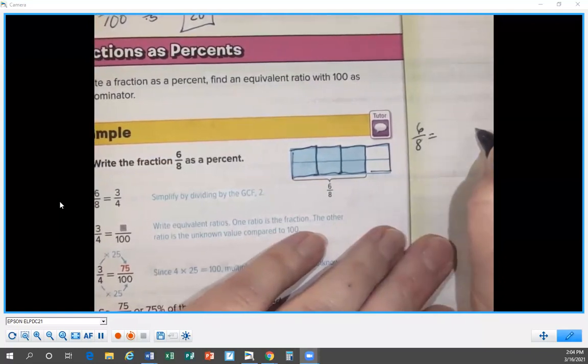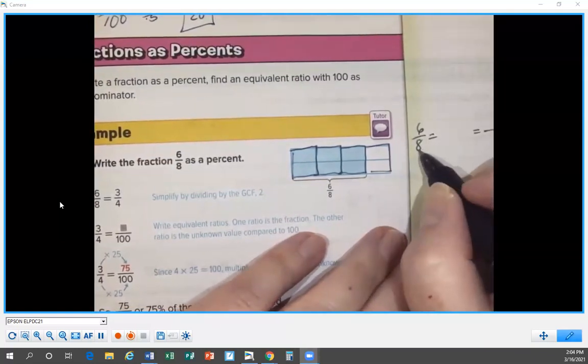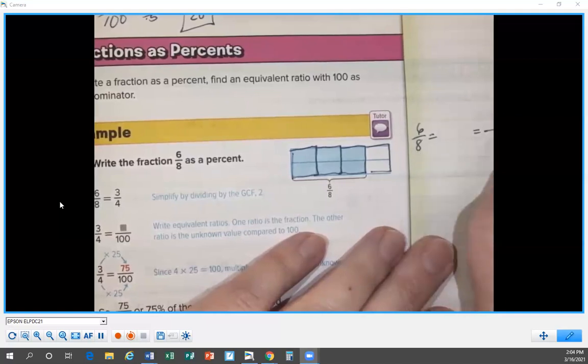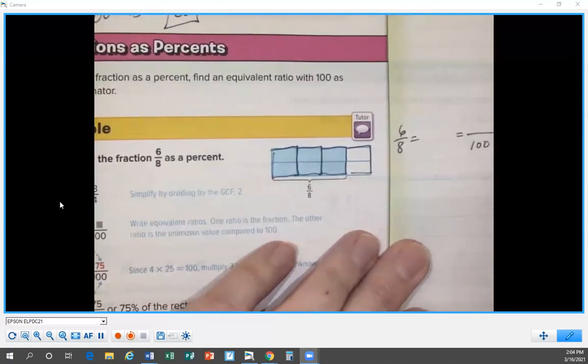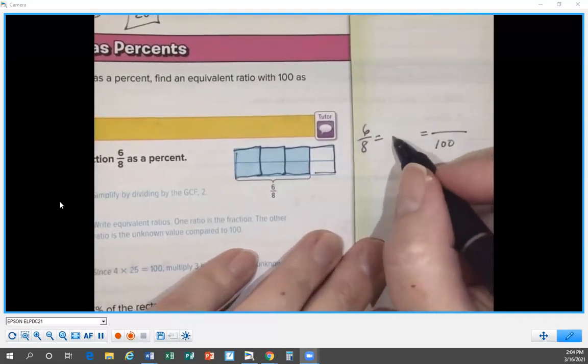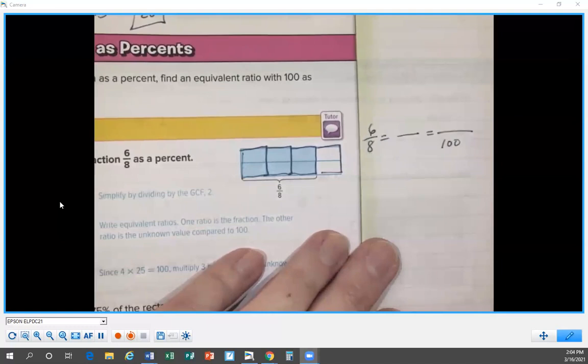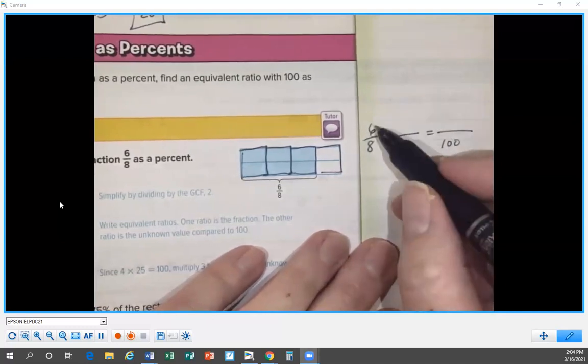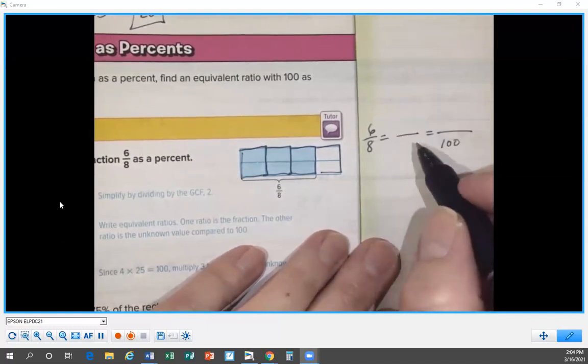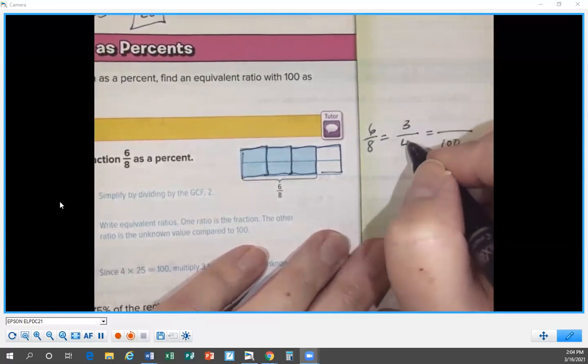Well, 6 does not go, I'm going to leave a blank space here for a reason, because I know 8 does not go evenly into 100. So I want to see if I can scale this down, which I can. I'm noticing 6/8 can be simplified. 6 and 8 are both even numbers, and even numbers are divisible by 2.